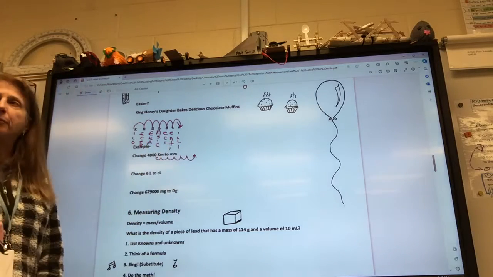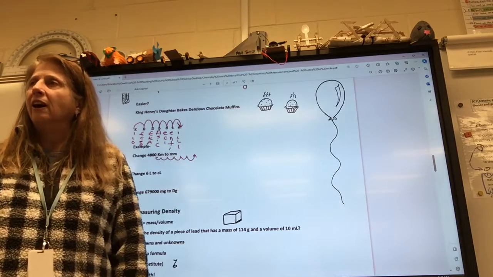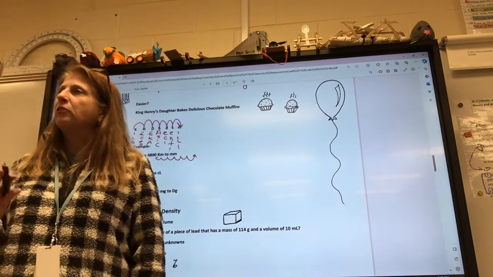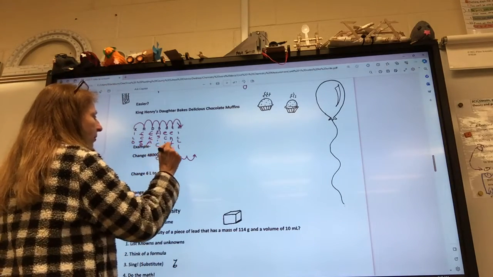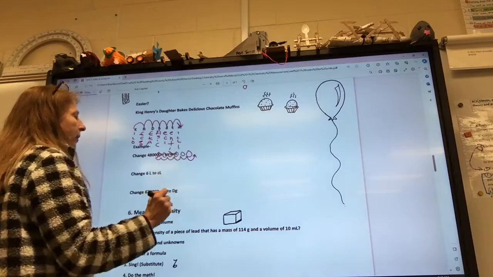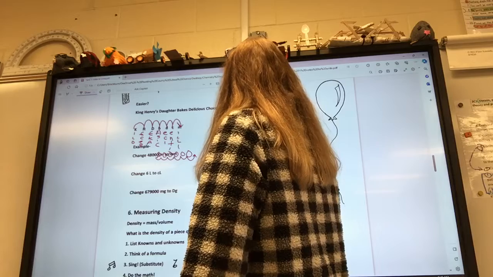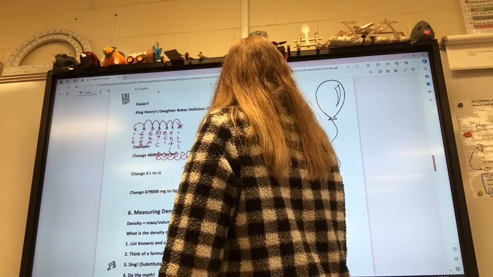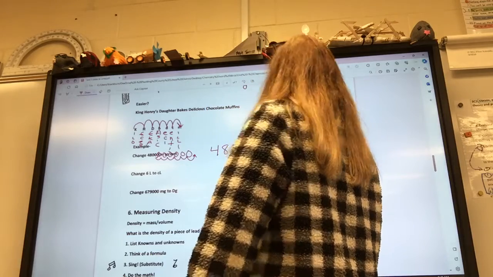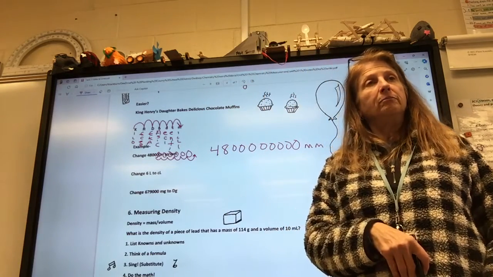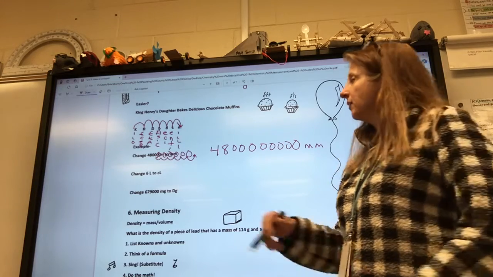Where there are these hops and nothing, we augment zeros. Remember that from long division, augmenting zeros? That means you just feel free to throw a 0 down there. So I'm going to put 0, 0, 0, 0, 0, 0. So now I've got the number. It's 4,800,000,000 millimeters. All right. Was that easier than train tracks? I think so. Let's do another one.